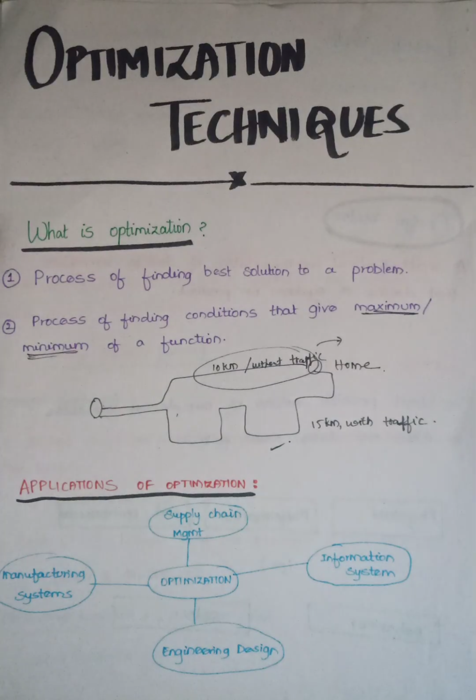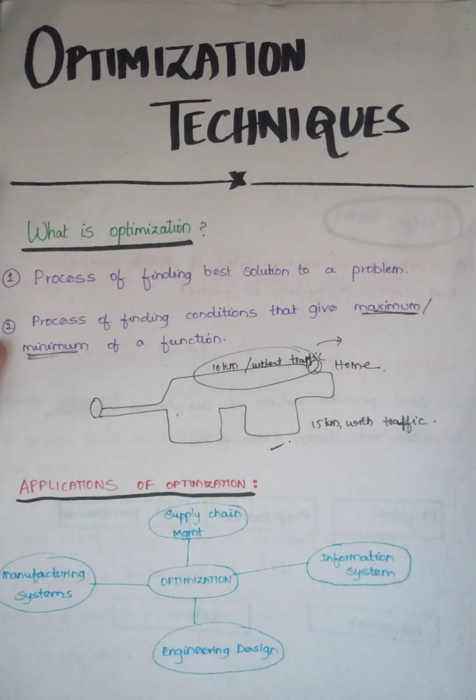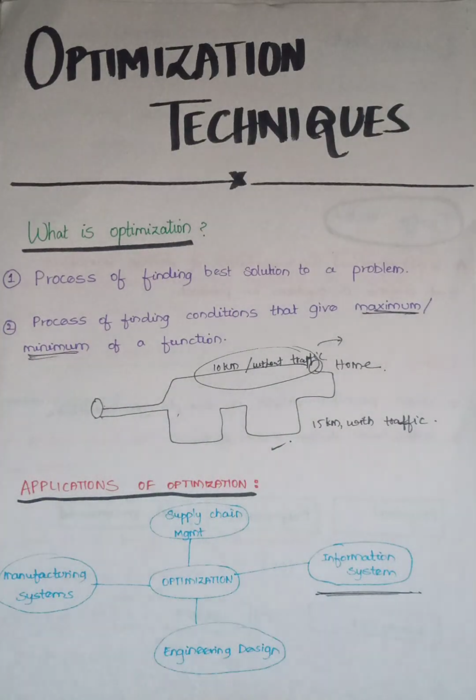Now let's look into the applications of optimization. There are several applications of optimization. Actually, we use optimization in each and every field of our life. Even for determining a solution for a simple problem, we consider multiple solutions and then get the best possible solution, right? So this way, the main applications of optimization: information system uses optimization the most. The first and foremost application of optimization is information system.